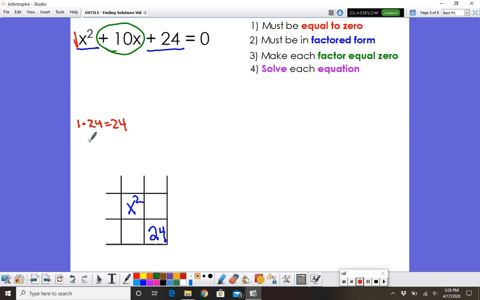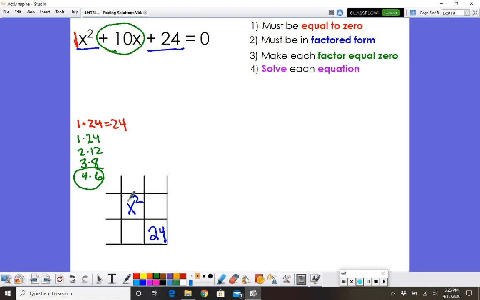So you can go through and list all the factors. We've got 1 times 24. We've got 2 times 12. We've got 3 times 8. We've got 4 times 6. And hopefully you remember or you notice 4 times 6 is 24. If I add those together, it also gives me 10.